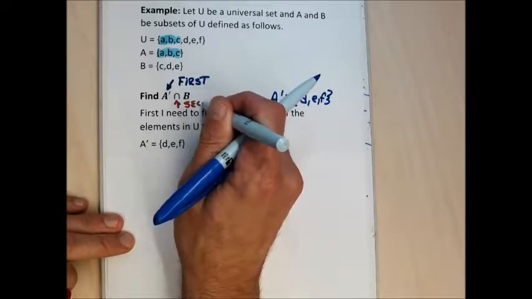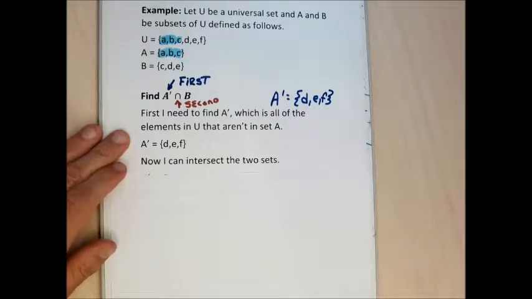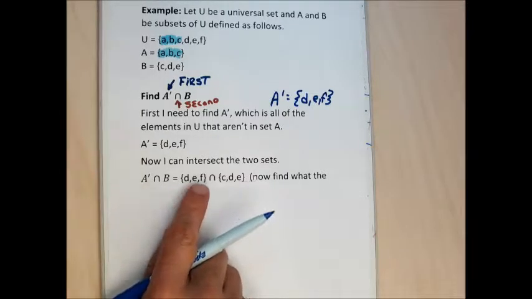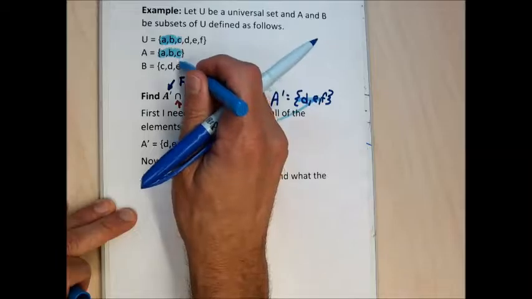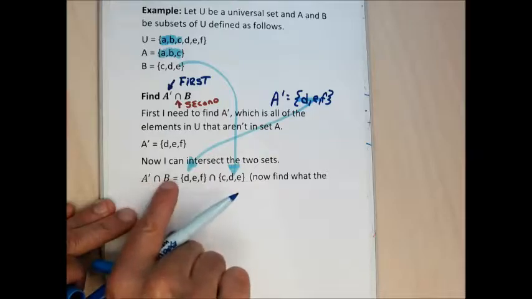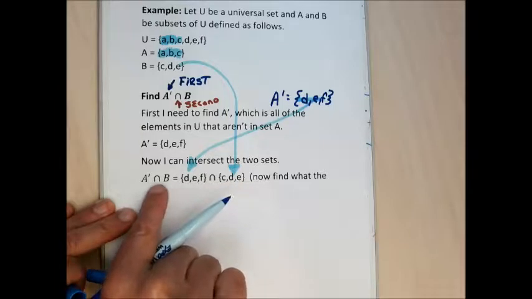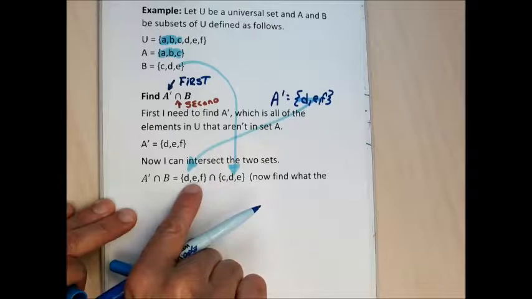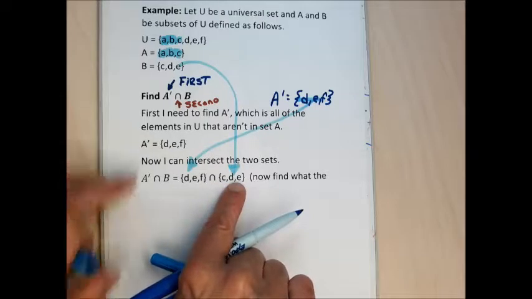Now, after I did the complement, the second thing I can do is this intersection. I'm going to work from left to right now that I have the complement done. So now I can intersect the two sets. I'm going to intersect the set A complement with the set B. I know that A complement is the set D, E, and F, and I know that B is the set C, D, and E. So I'm replacing the A complement symbol and the B symbol with the sets that they're equal to, because it's going to help me find out what A complement intersection B is. Right next to each other I have the set D, E, and F, the intersection sign, and then the set B, which is C, D, and E.